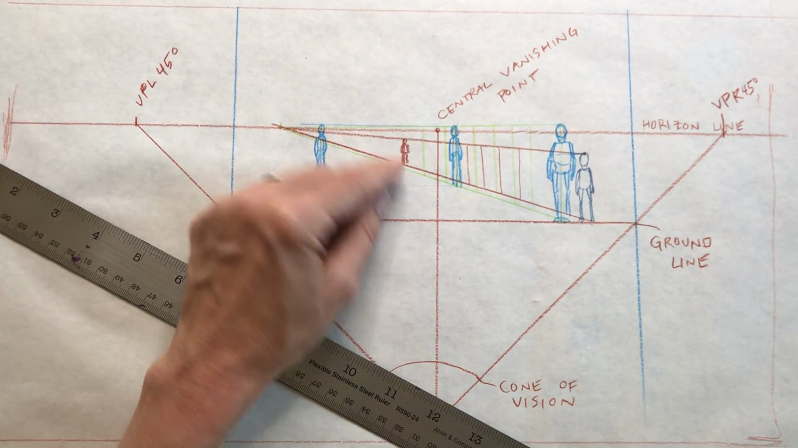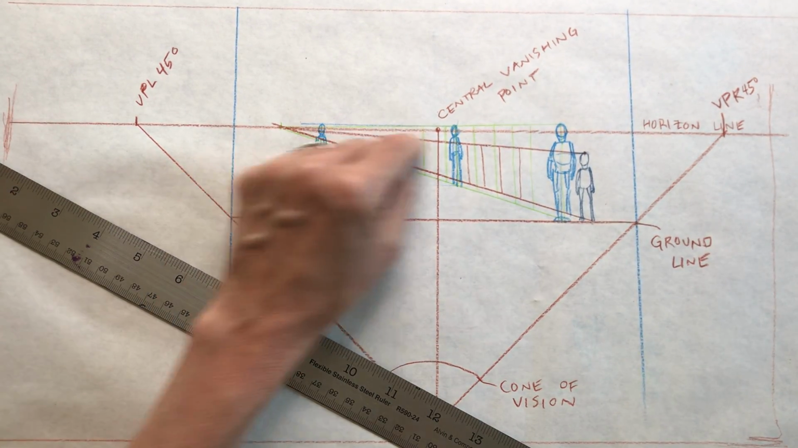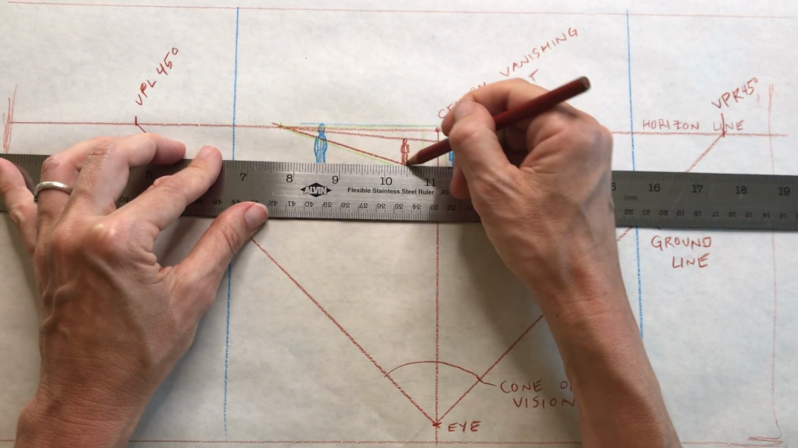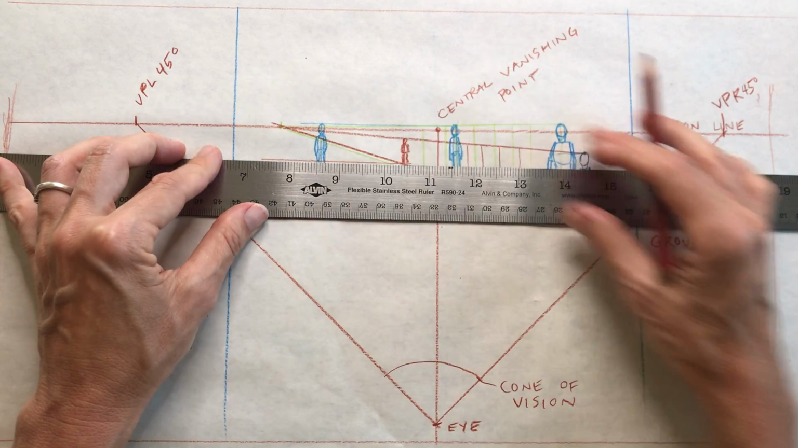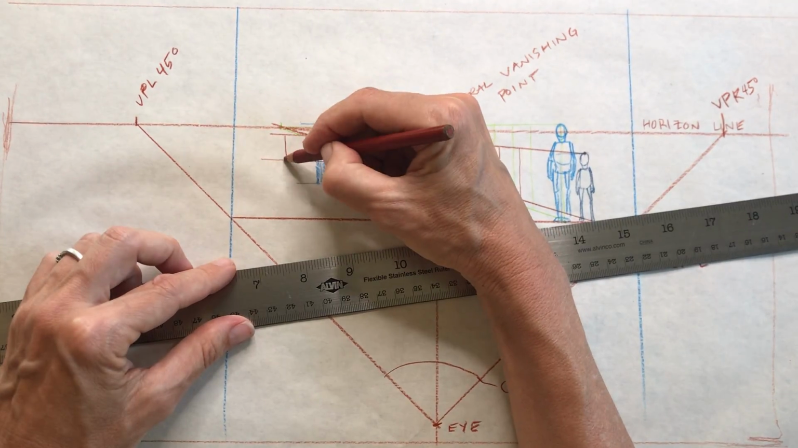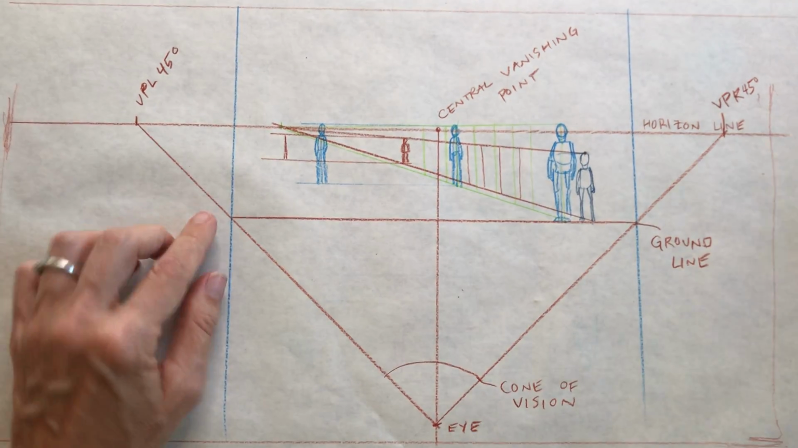If he's standing back here, I can take that same measurement and move it left or right horizontally. So I'll take another line from the bottom of his feet, from the top of his head, and draw another child over here.